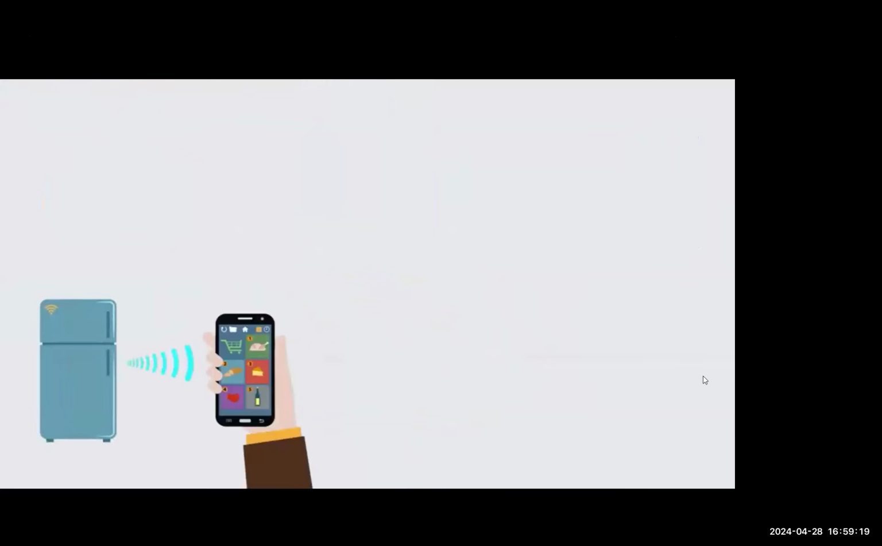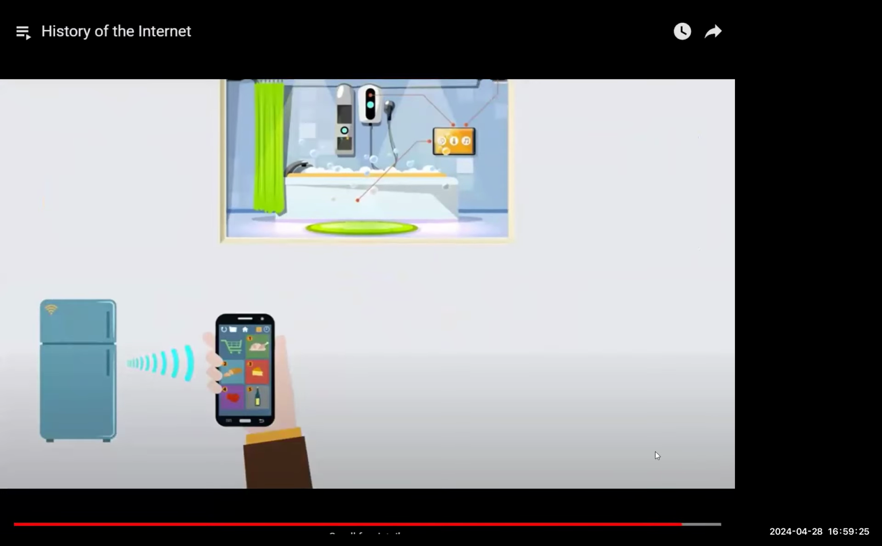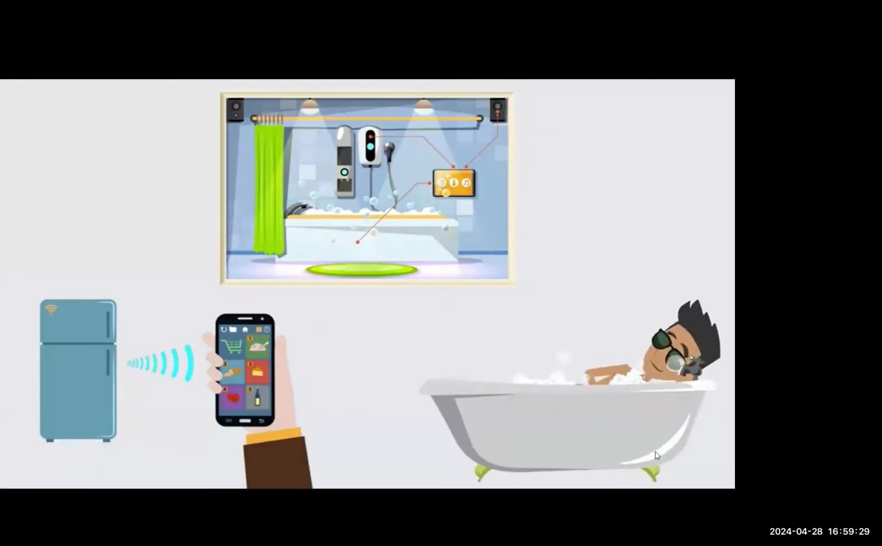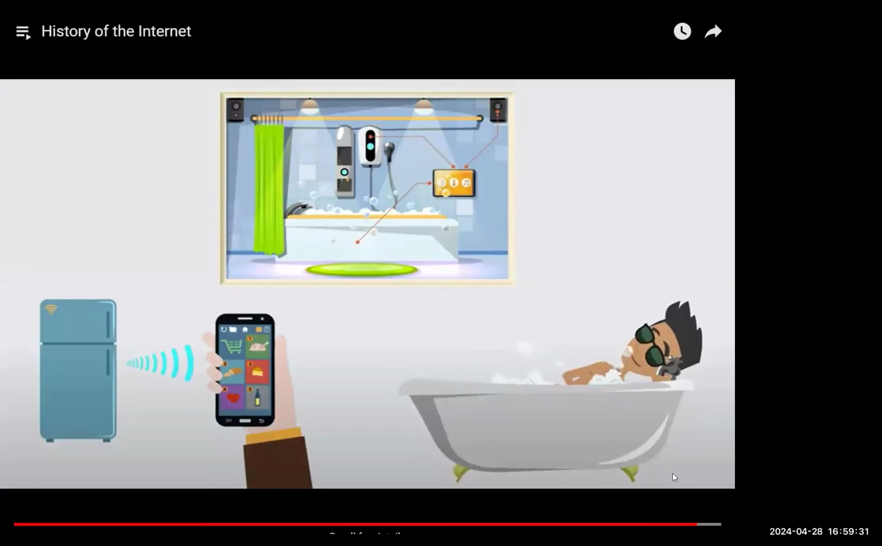Imagine a fridge that automatically connects to the Internet to order food when you run out of items, or turn on the water heater when you're on your way home for a hot bath. Now that is something I could definitely get used to. Where do I sign up?